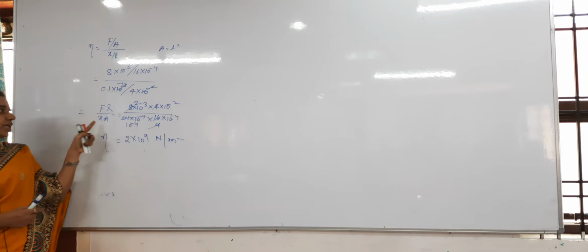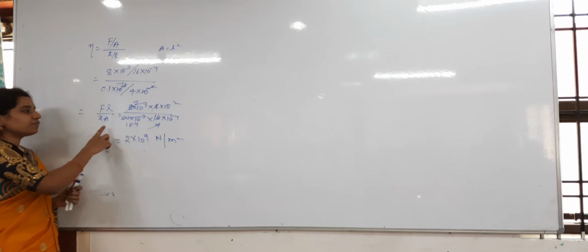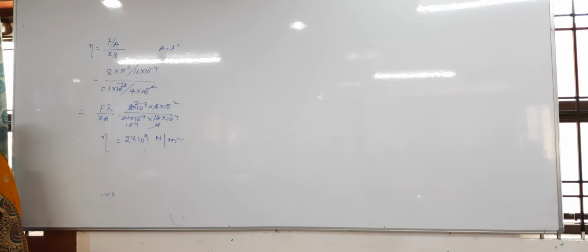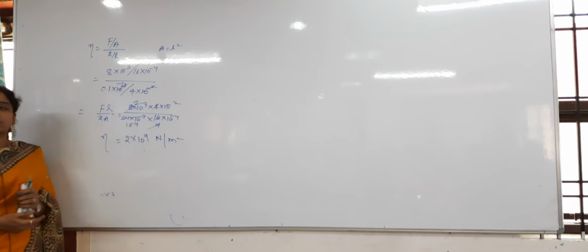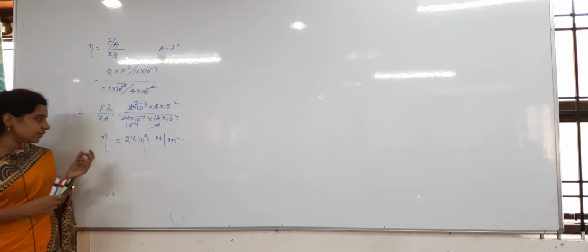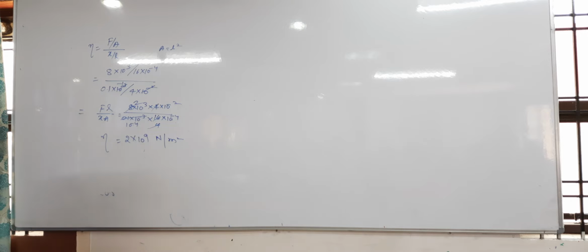They have not given the area. For that area what do you have to do? L square only, right? L square is 4 into 4 is 16 into 10 power minus 2 whole square, nothing but 10 power minus 4. And x displacement is 0.1 millimeter, 0.1 into 10 power minus 3. Whenever you calculate everything, eta is equals to 2 into 10 power 9 Newton per meter square.